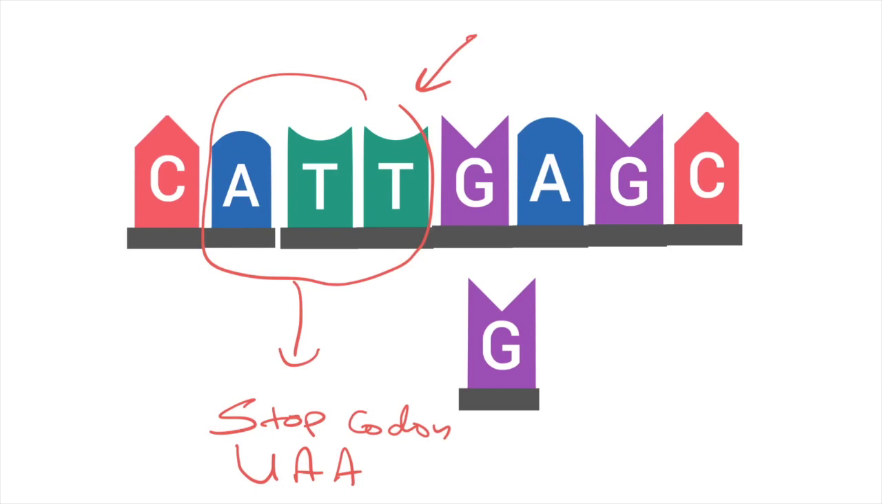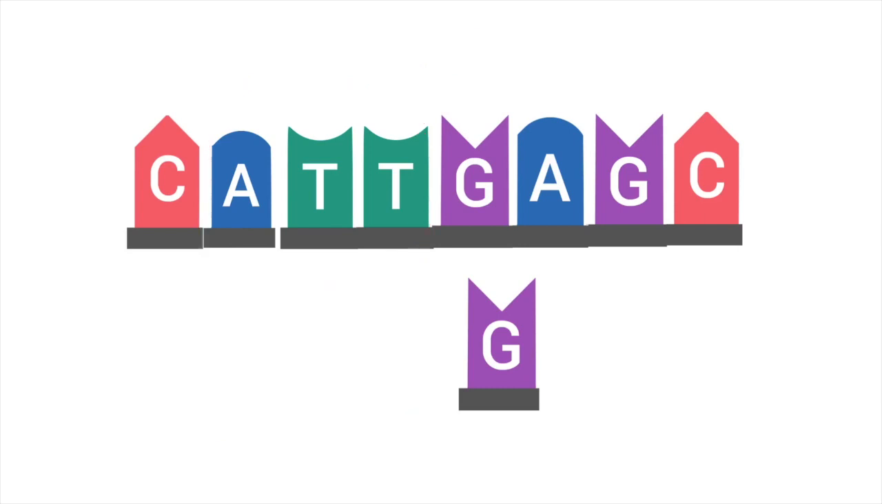It is going to be less harmful if this stop codon was formed near the end of the gene. So again, point mutations that code for a stop codon will be less harmful to some extent if they are near the end, or near the actual stop codon.